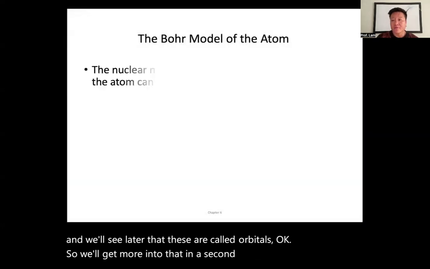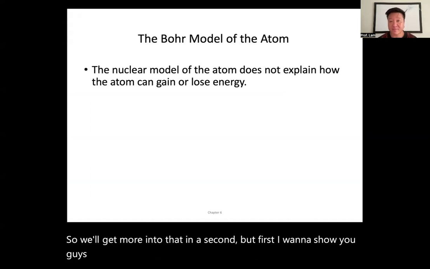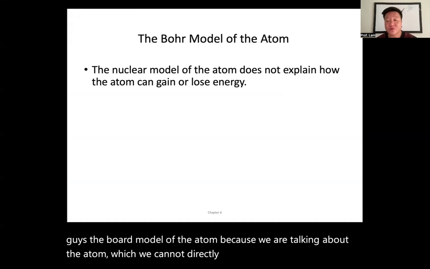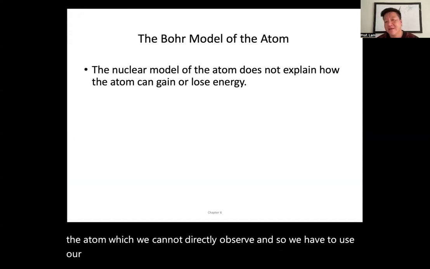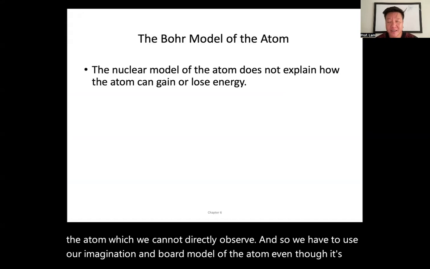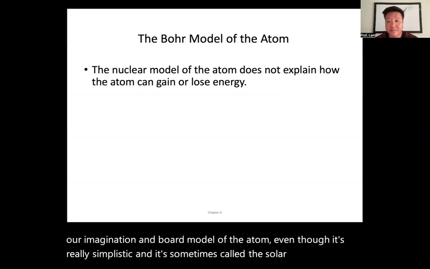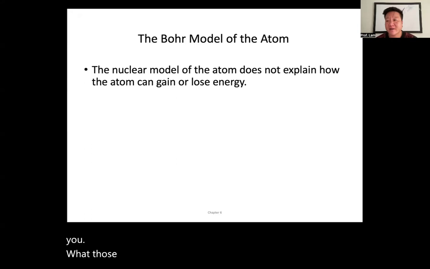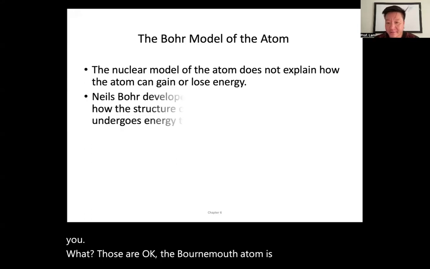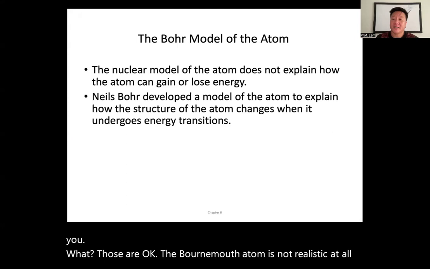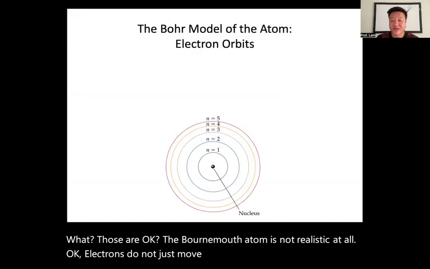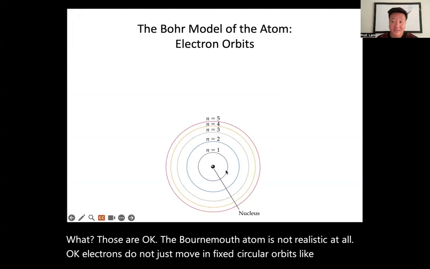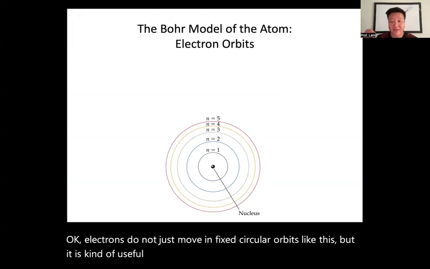But first, I want to show you guys the Bohr model of the atom, because we are talking about the atom, which we cannot directly observe. And so we have to use our imagination. And the Bohr model of the atom, even though it's really simplistic, and it's sometimes called the solar system model of the atom, it's highly inaccurate, okay? But it does have its uses. So I'll tell you what those are, okay? The Bohr model atom is not realistic at all, okay? Electrons do not just move in fixed circular orbits like this, but it is kind of useful to have that mental picture.